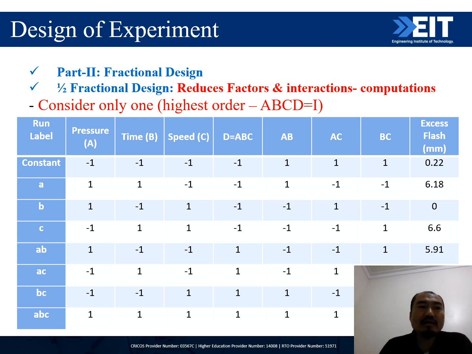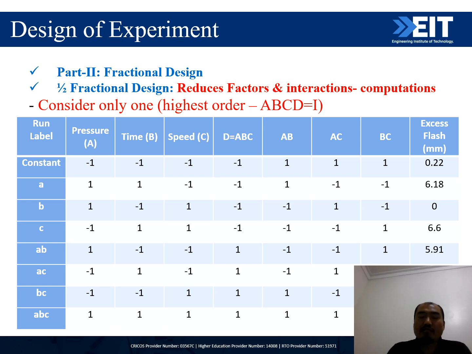So coming to the fractional design, we can reduce the factors by two methods, that is half fractional design and quarter fractional design. And for the half fractional design, we can consider the highest interaction, that is ABCD, and then reduce the columns and rows.